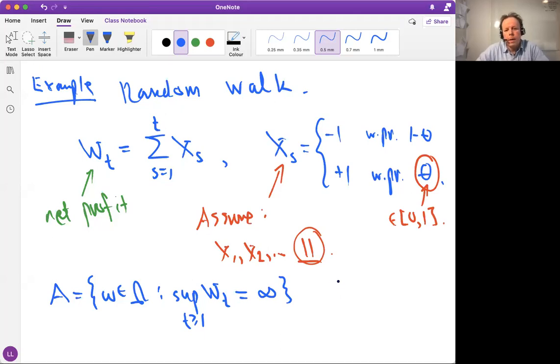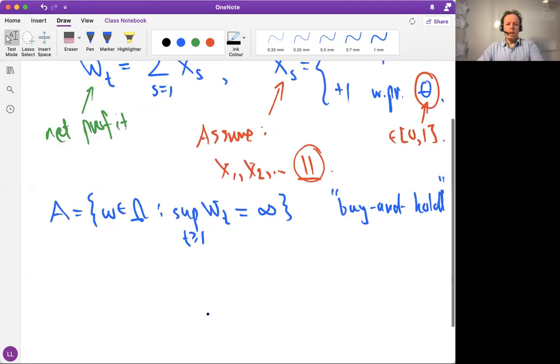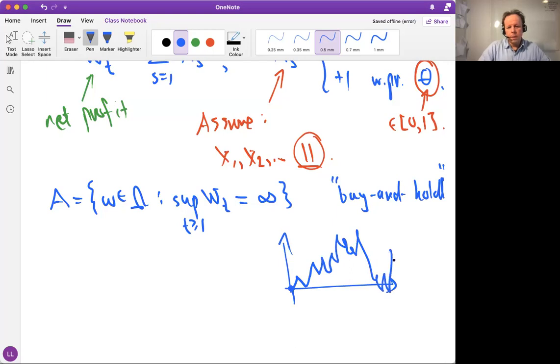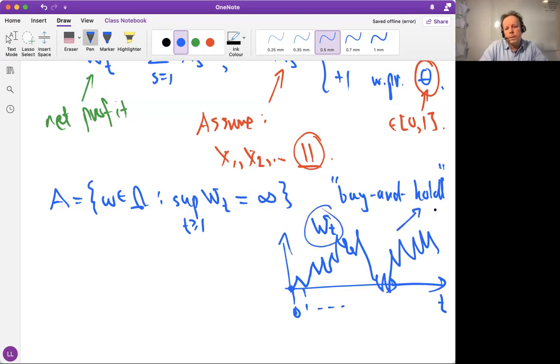So this would be the buy and hold problem somehow. Would it give you infinite profit in the long run if you remain in the game forever? Intuitively, if you look at the supremum, will you eventually get an infinite amount of money? This is a random walk. You start at 0, you go up, you go down, you go up, down, and so on. So you get the zigzagging random walk. That's how your random walk will look, and this is your time t, which goes from 0, 1, etc. up to infinity.